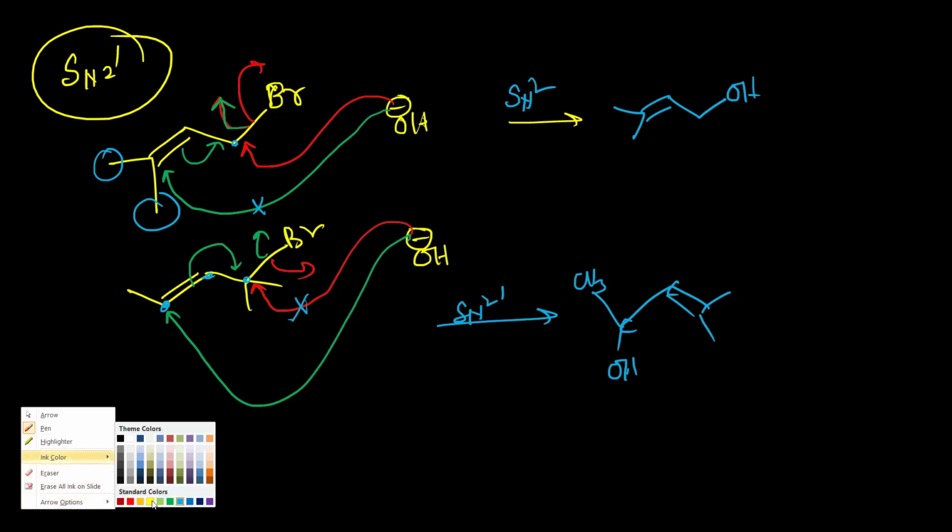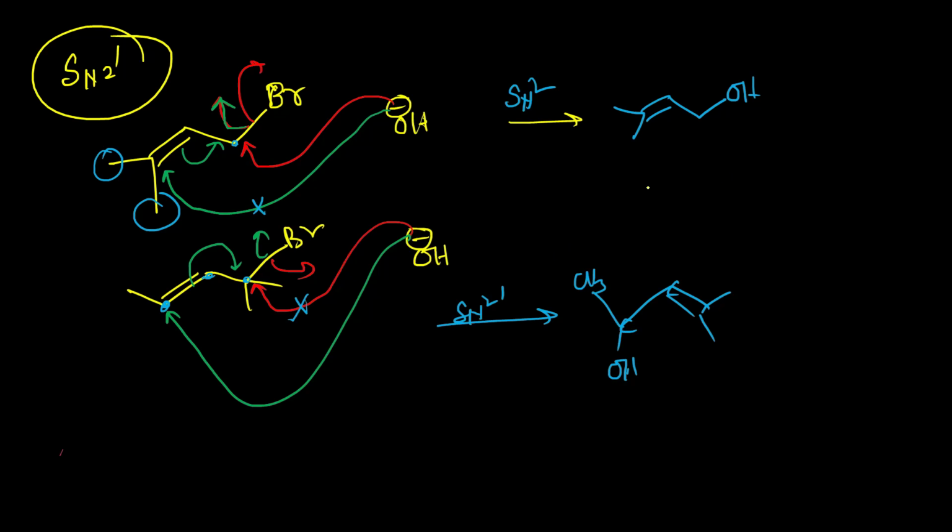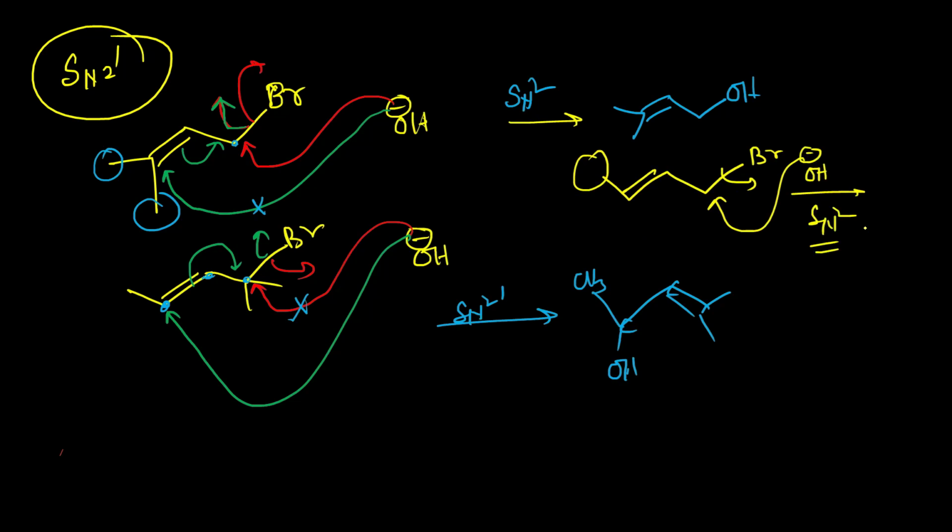One more thing, one more confusion. What will happen with compounds like this? If I have OH, then where will I make it attack? Here one methyl group is there, so steric hindrance is there. So this will attack here. So normal SN2 will be there. I think it's clear to you. So this is basically the SN2 dash reaction.